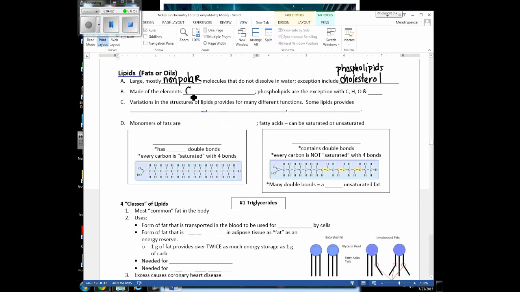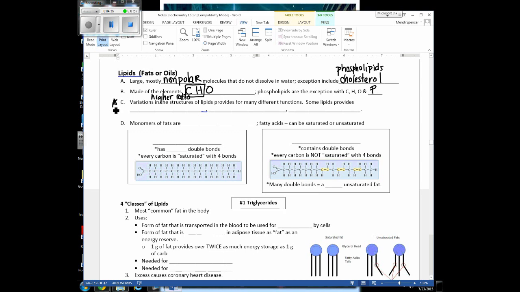We said that the elements that make up fats are carbon, hydrogen, and oxygen, and we said that you can recognize them different from carbohydrates if you look for that really high ratio of carbon to hydrogen. So there's a higher ratio of carbon to hydrogen compared to oxygen in a fat. And remember, those phospholipids, they have those phosphorus atoms. So they're kind of the exception. They also have phosphorus there.